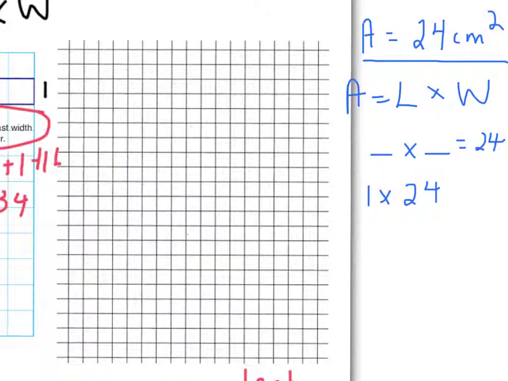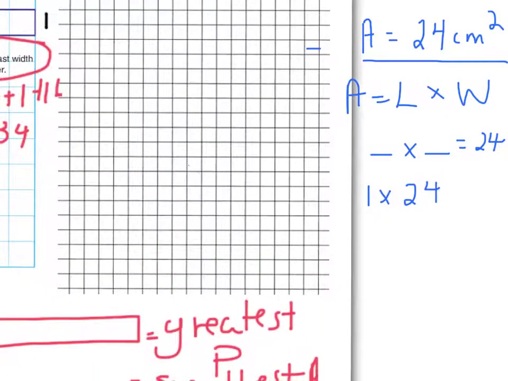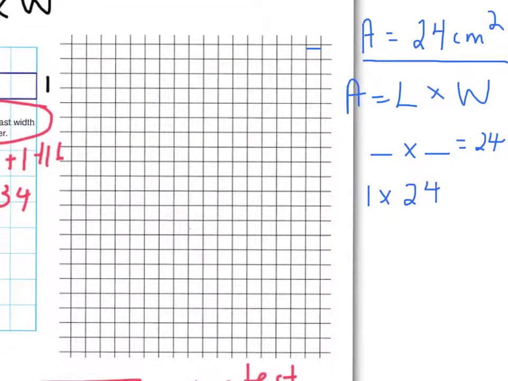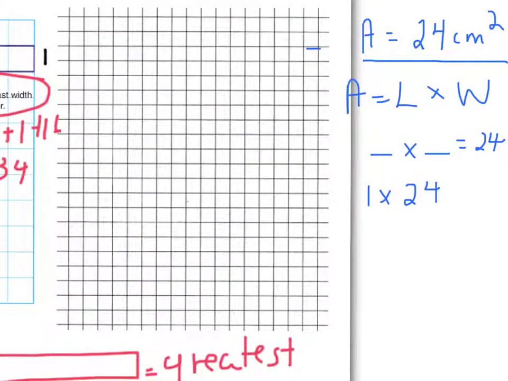So I'm going to draw a rectangle that's 1 wide and 24 long. Let me just count here. Let's see how many there are. 1, 2, 3, 4, 5, 6, 7, 8, 9, 10, 11, 12, 13, 14, 15, 16, 17, 18, 19, 20, 21. I don't have quite enough, so I'm going to have to add some on. Let's move this and add some on.